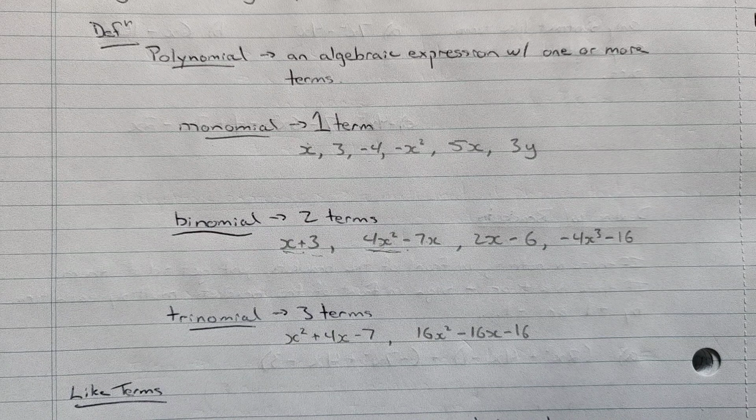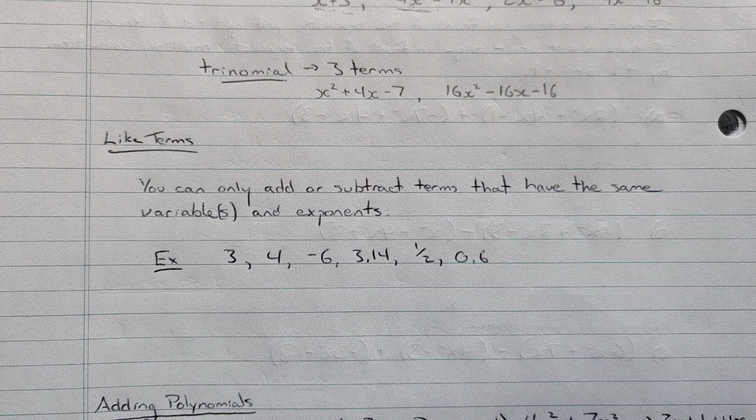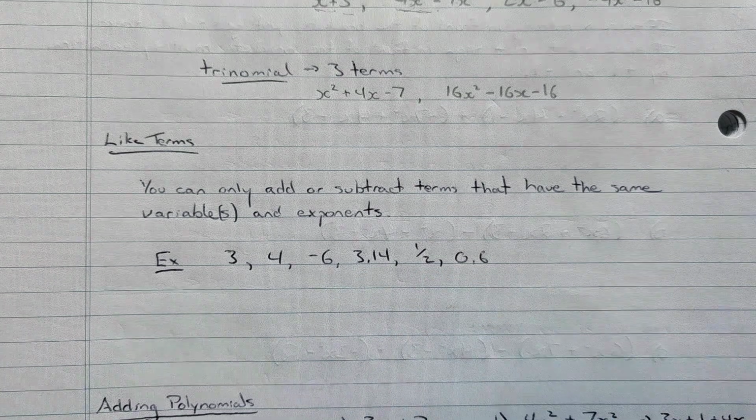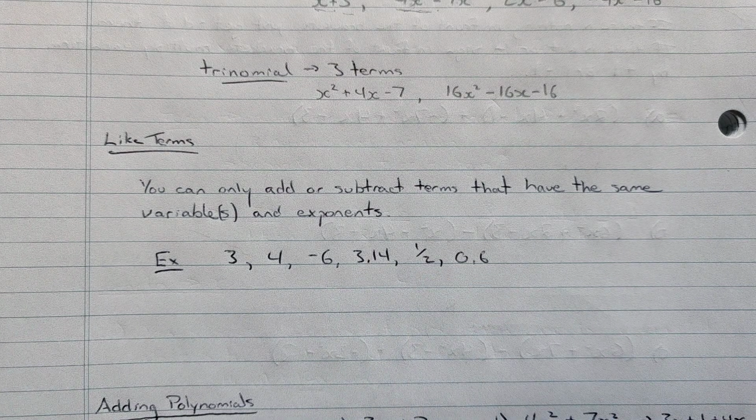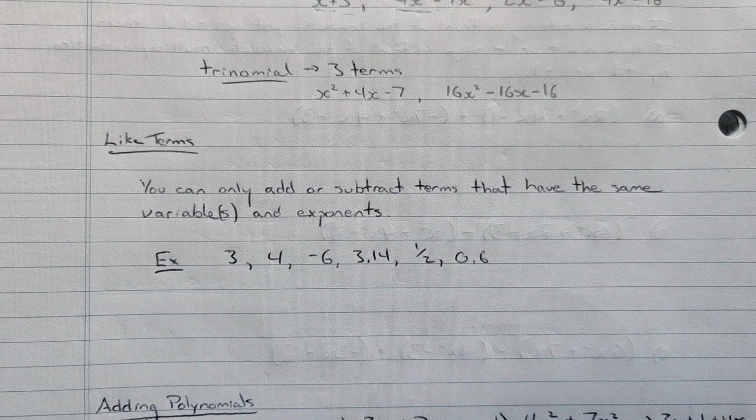Now, when we're working with these terms, we have the concept of a like term. Terms that are alike have a similar variable and exponent. The variable portion and the exponent portion have to be the same, so that we can add or subtract them. They have to be these like terms. Ones we're common and familiar with adding and subtracting are numbers like 3, 4, negative 6, 3.14, 1/2, 0.6. These were the numbers we learned how to add and subtract throughout our time. So you could have something like 3 and 4 added together because they're the same terms.